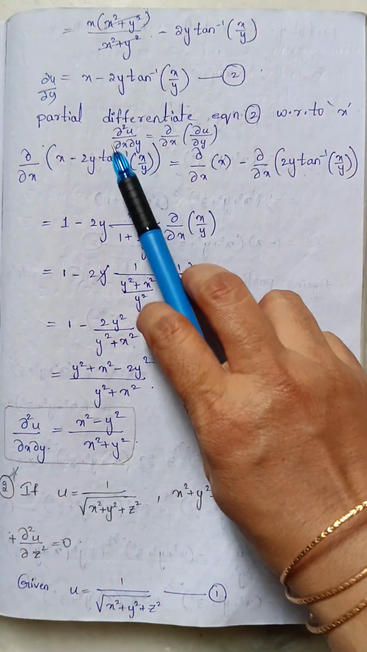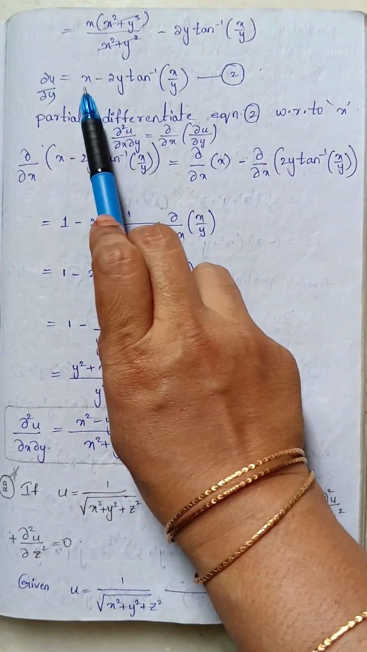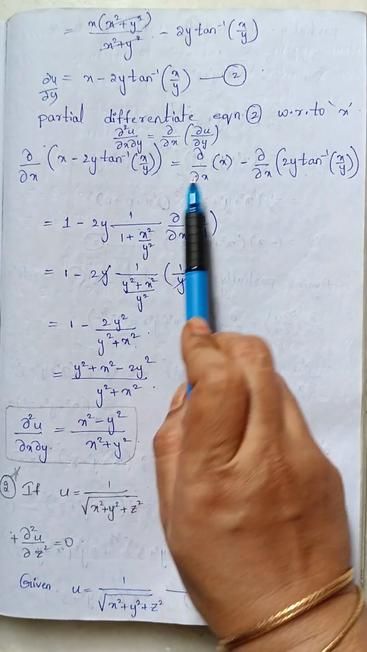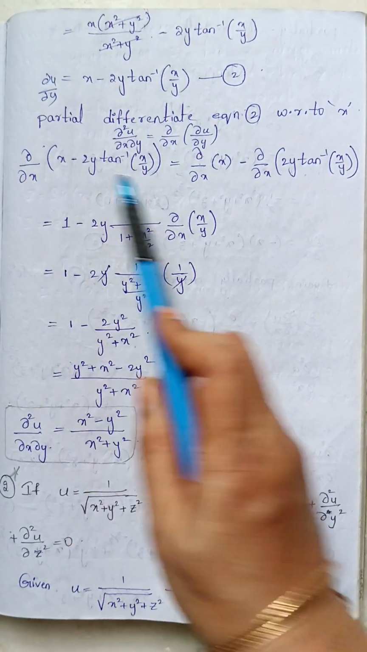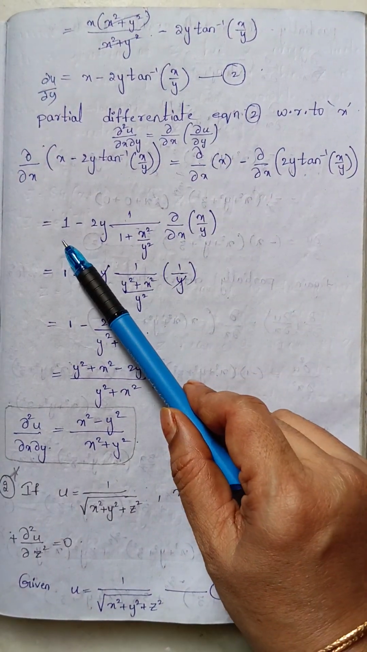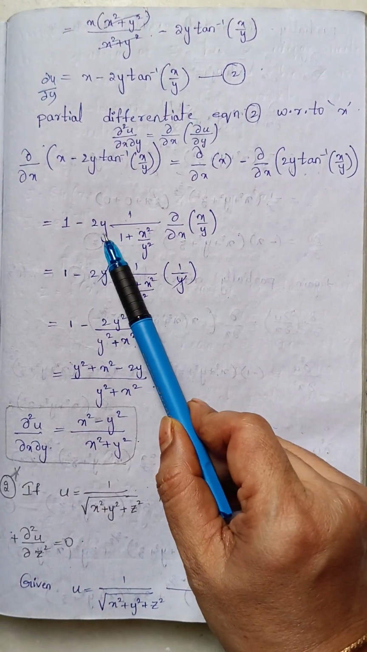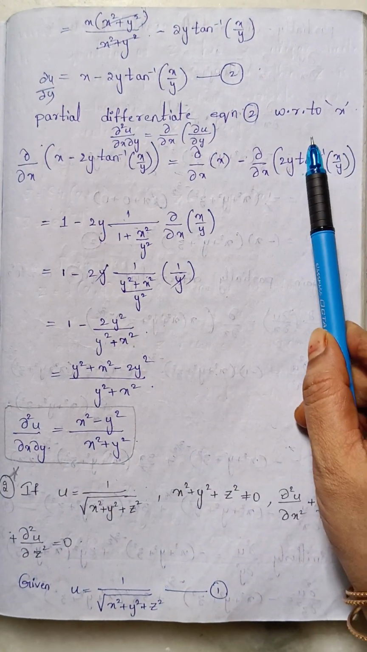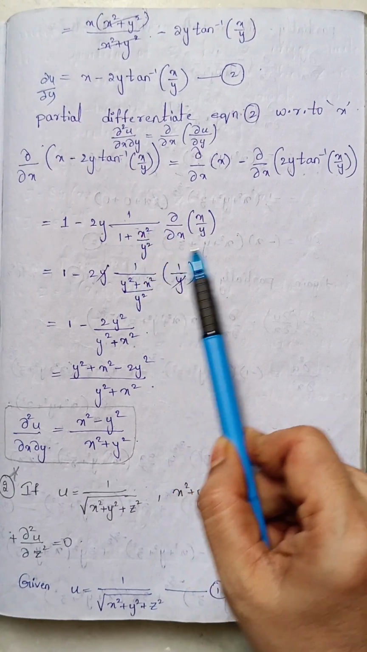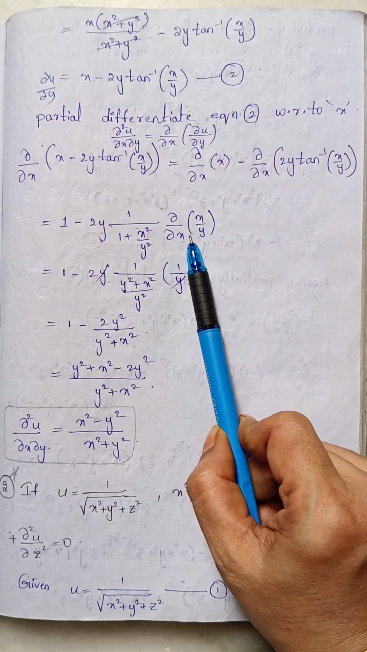Now ∂²u/∂x∂y is nothing but ∂/∂x of ∂u/∂y. Again we need to take this ∂u/∂y with respect to x. So this is nothing but ∂/∂x of x minus ∂/∂x of this term. ∂/∂x of x is nothing but 1, and here with respect to x we take y as constant, so 2y as constant as it is, and the derivative of tan inverse of this function with respect to x: 1 by 1 plus (x by y) whole square, and again differentiate the inner function with respect to x.